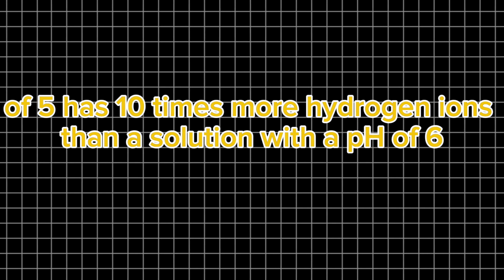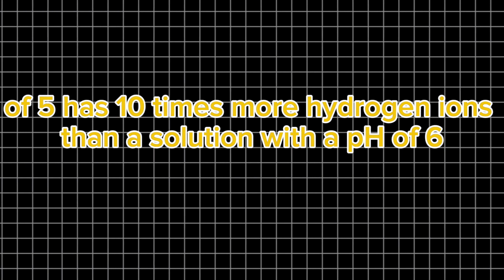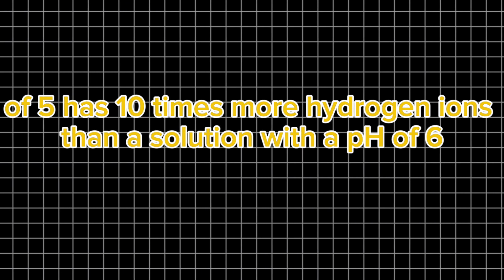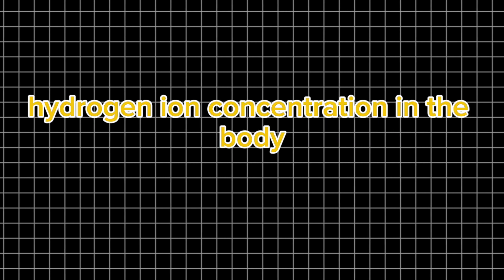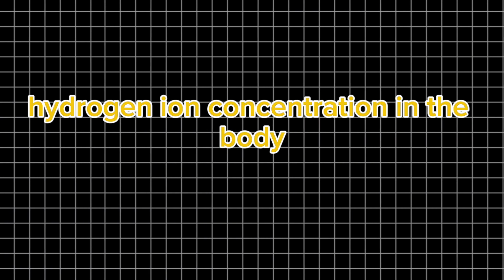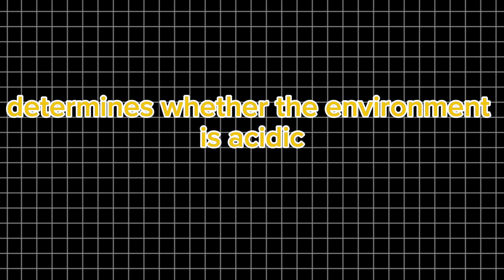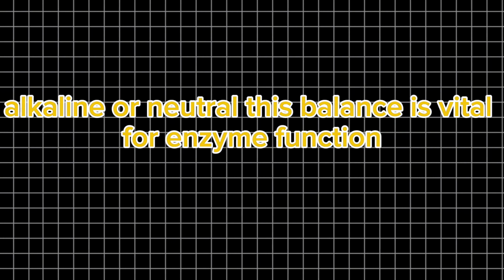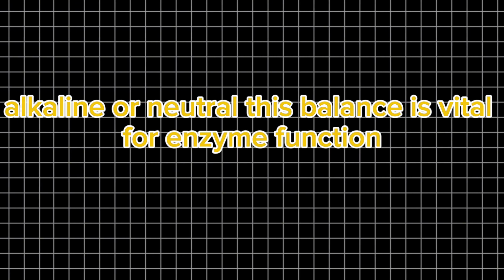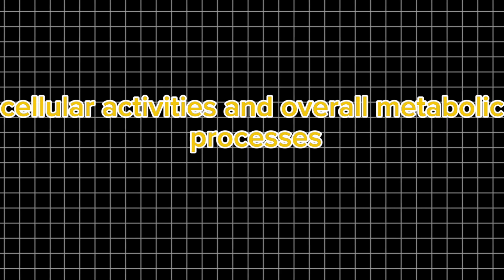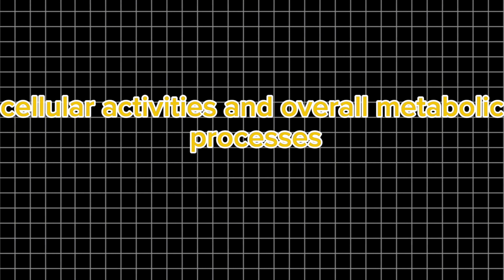For example, a solution with a pH of 5 has 10 times more hydrogen ions than a solution with a pH of 6. 3. Hydrogen ion concentration in the body. The hydrogen ion concentration in the body's fluids determines whether the environment is acidic, alkaline, or neutral. This balance is vital for enzyme function, cellular activities, and overall metabolic processes.